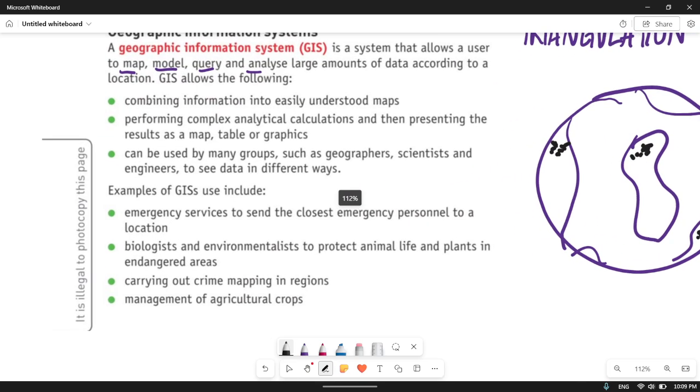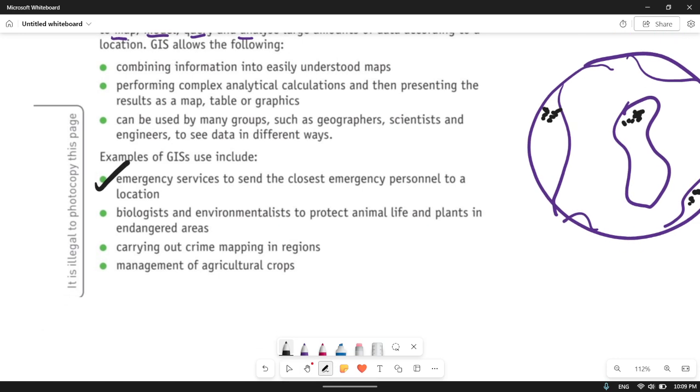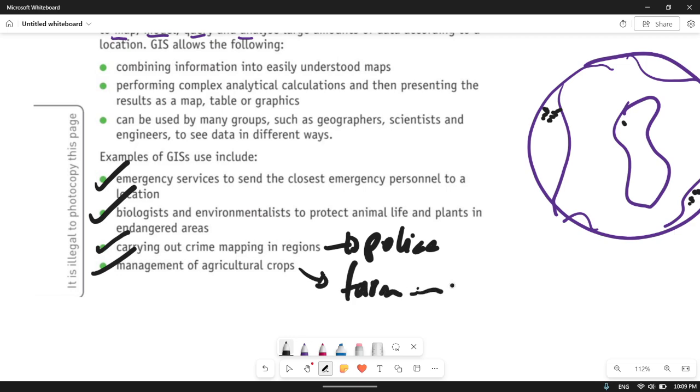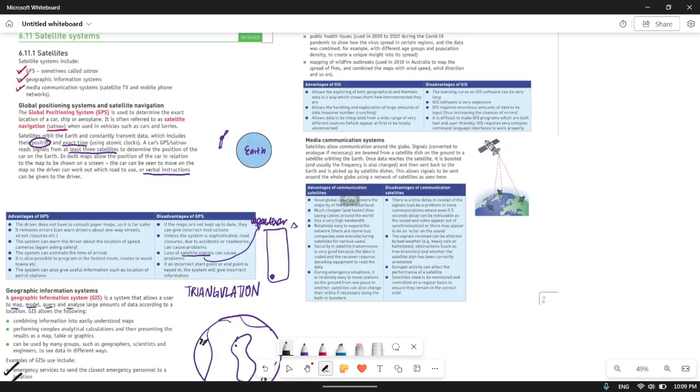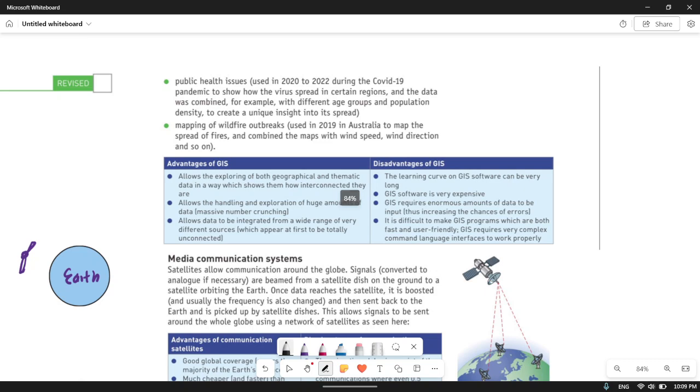So yeah, that's that. So you can use it in emergency services. Biologists can use it to protect animal life, to see where the animals are located. For example, zebras could be located here, but you can see that their numbers are decreasing using GIS. So you can help them with this and this. Crime mappings in regions, so this can help the police. Then management of agriculture crops, this can help the farmers and others as well. So you can use it for many things. The COVID-19 is even mentioned.